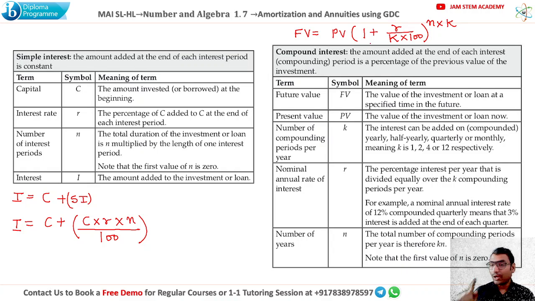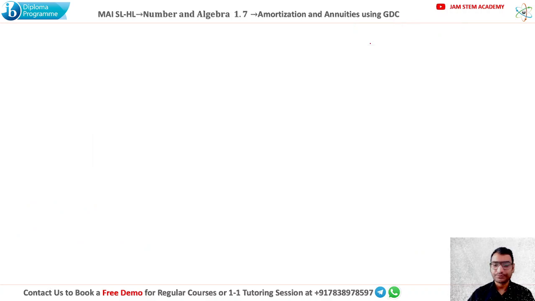Okay. So always remember, when using this TVM solver, if we are paying something, if money is going out from us, that will come with a negative sign. And if we are getting some amount, that will come with a positive sign. Okay. So always remember this thing. Sign convention is very important in this.